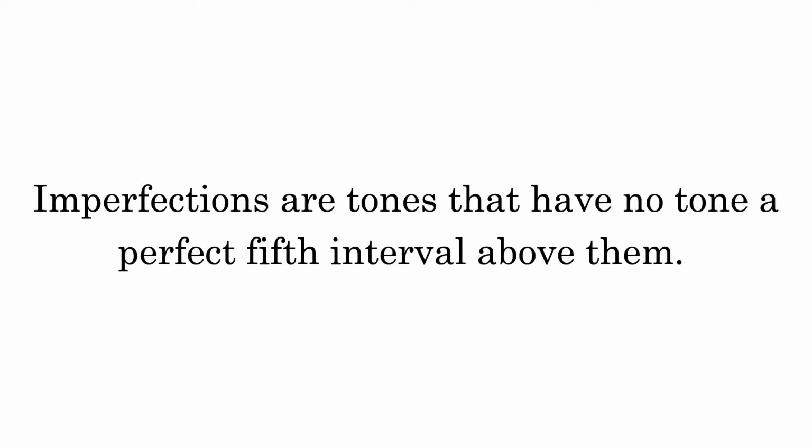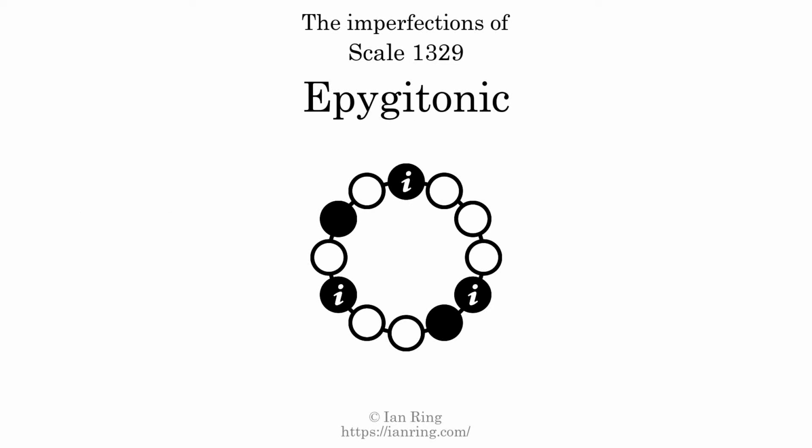Imperfections are tones that have no tone or perfect fifth interval above them. This scale has 3 imperfections. They are at positions here, here, and here.